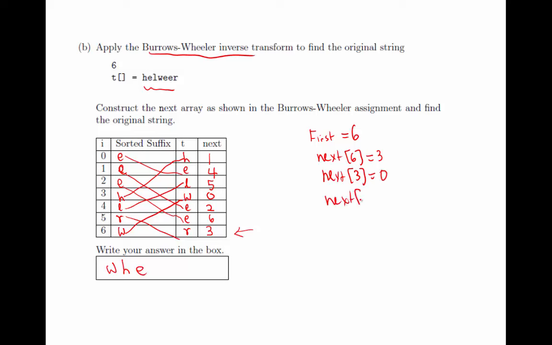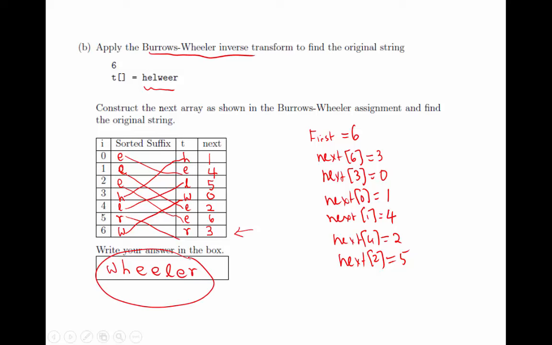And next of 0 is going to give us 1, and that's going to be E. And then next of 1 gives us 4. That's going to be L. And next of 4 gives us 2. That's going to be E. And next of 2 gives us 5. And that's going to be R. So what we did was we figured out what the original string was using the inverse Burrows-Wheeler transform.